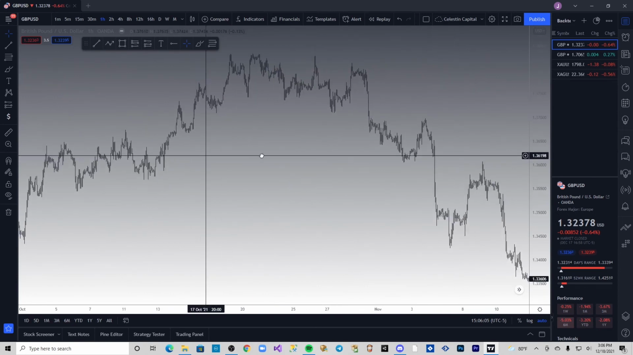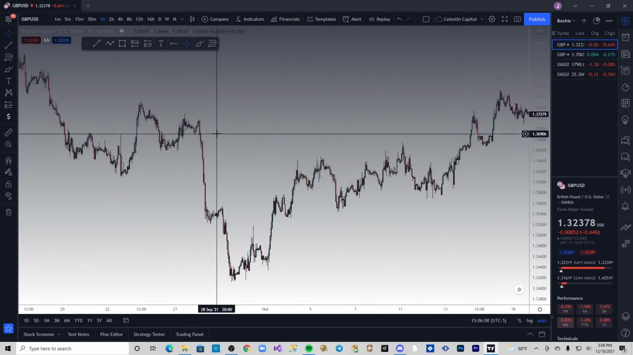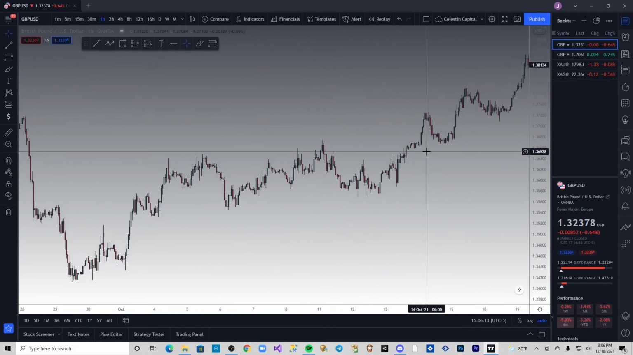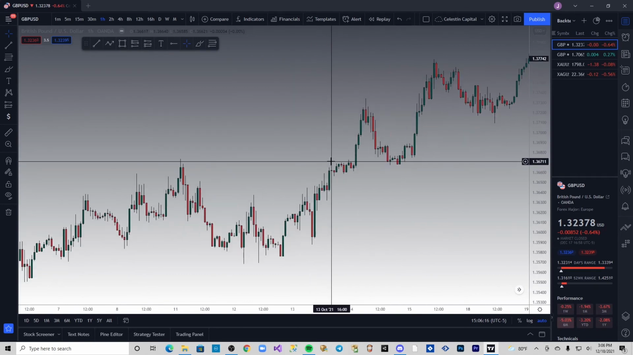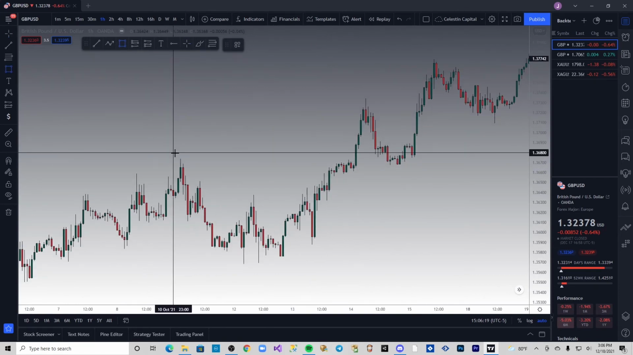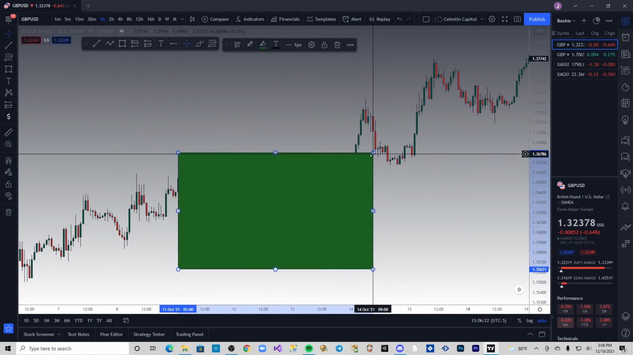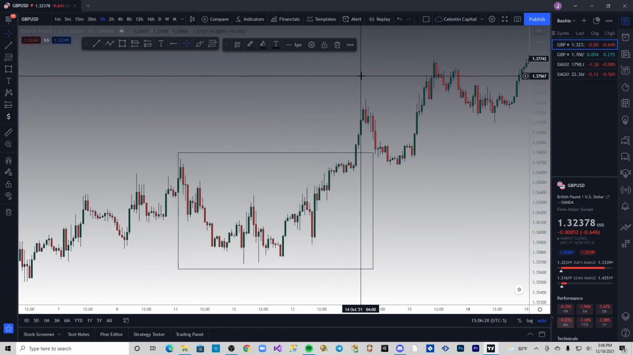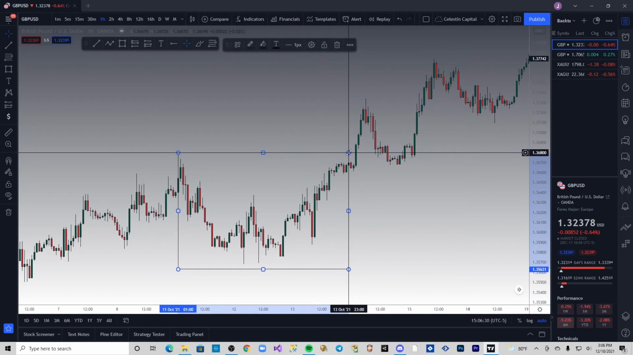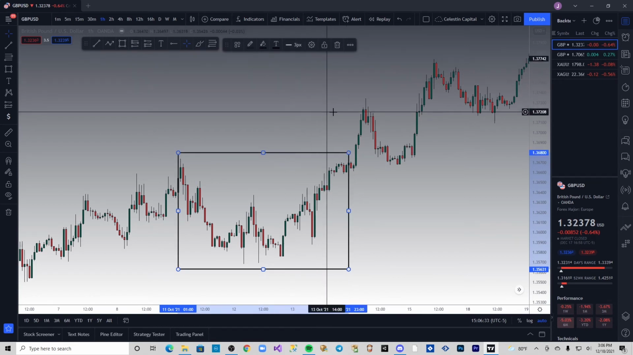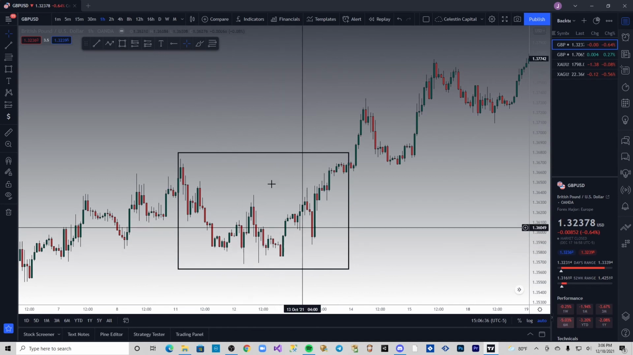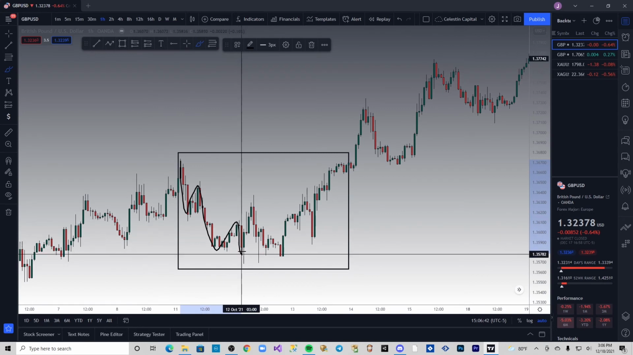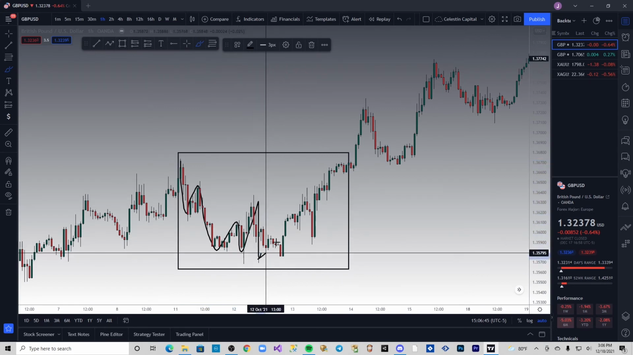All right, so we see an example right over here, right? We see that the market, so let's take a look at this area right here. Let me make this transparent. Hopefully you can see the box around it. All right, there we go. Let's focus on this area. So we see structure right here, right?